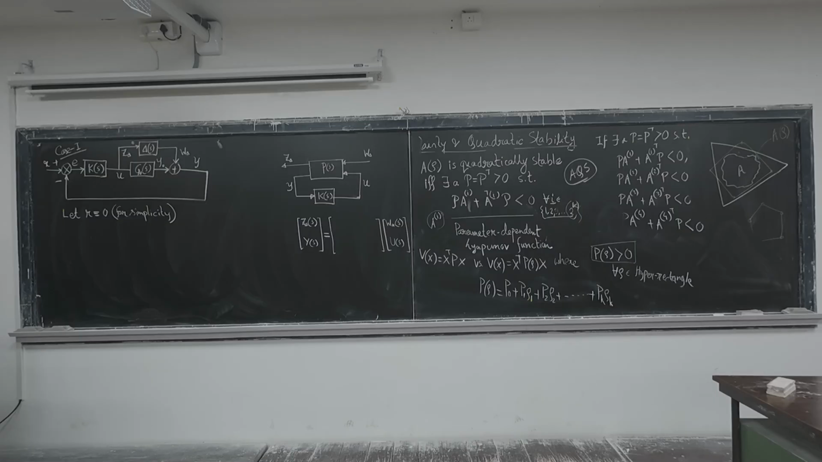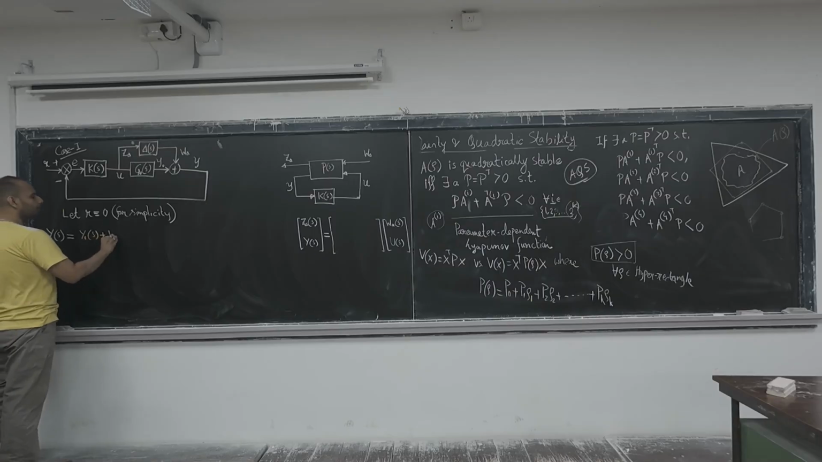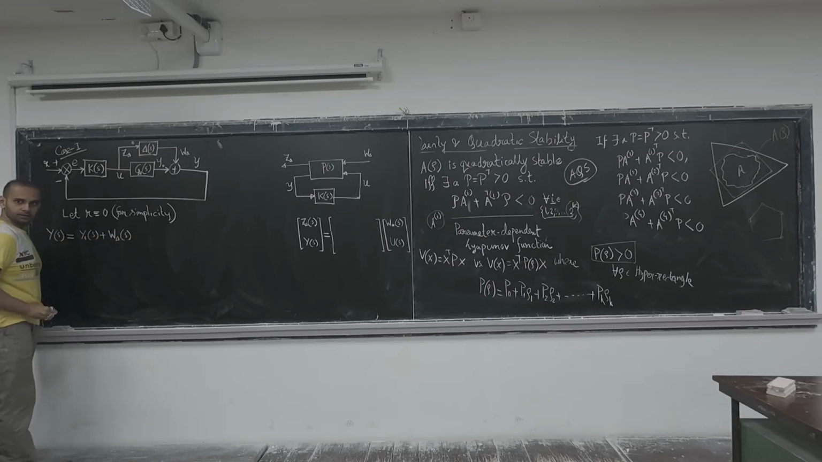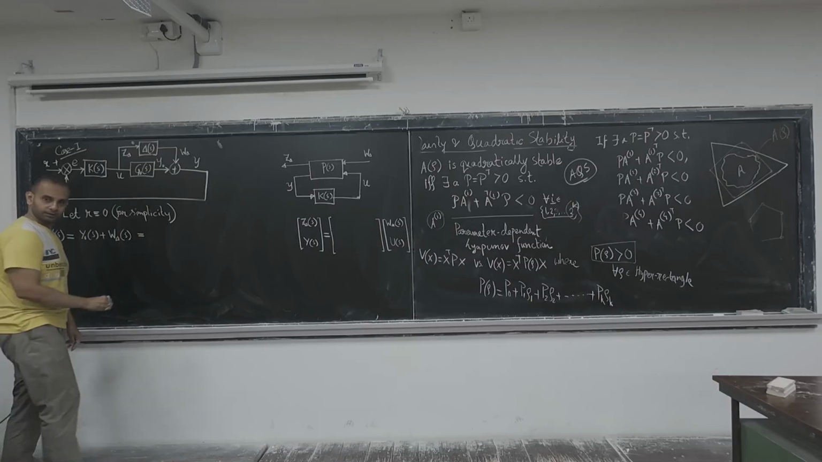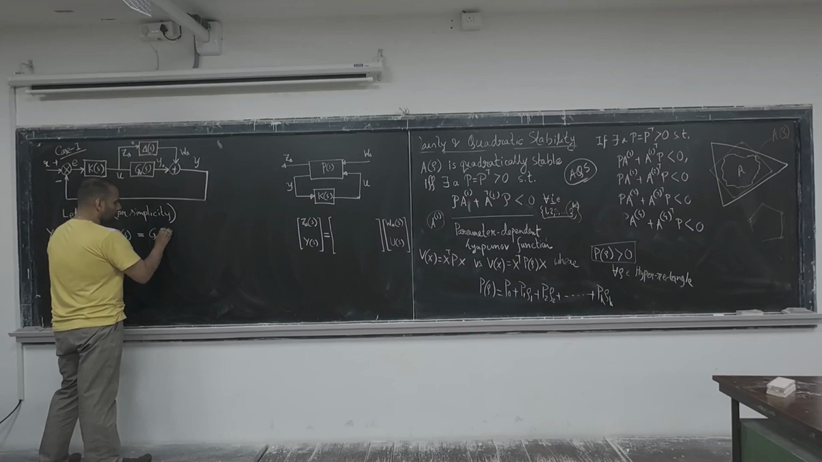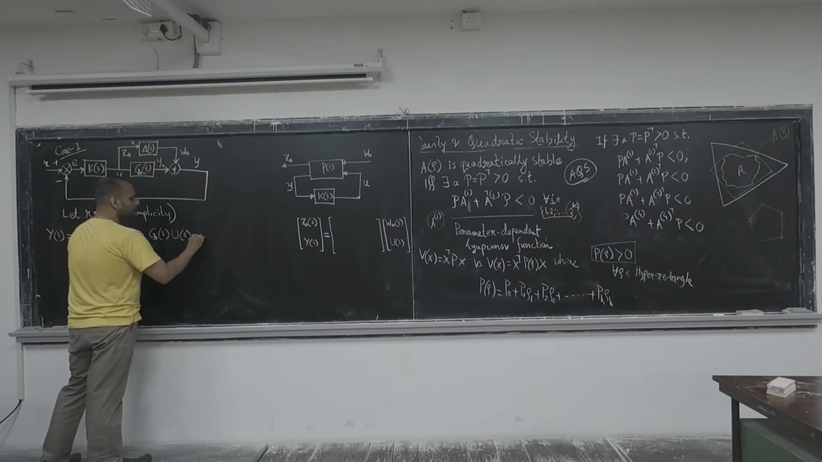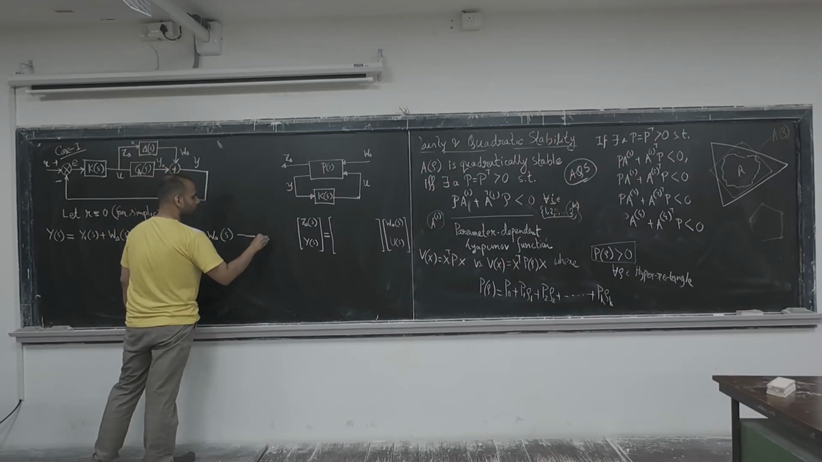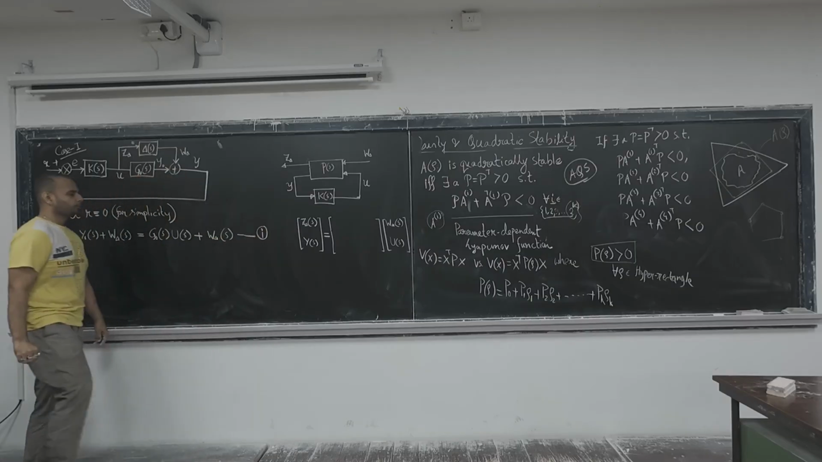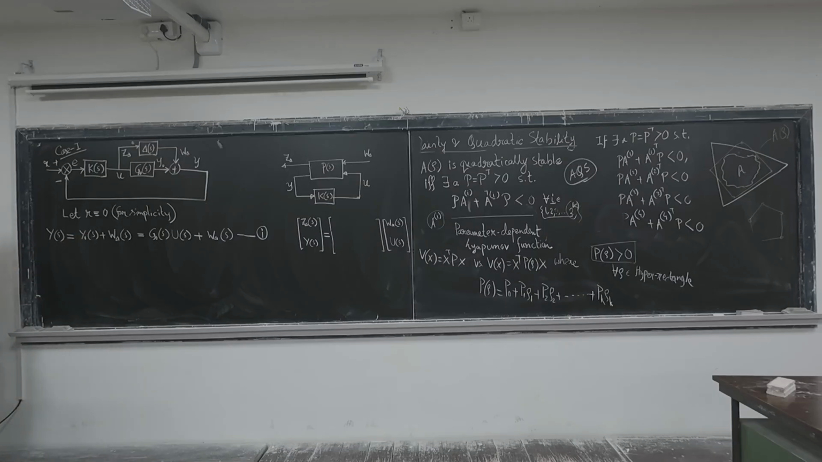Let me first try to write the Y of S. So from the diagram, what is Y of S? That is Y0 of S plus W delta of S, right? And then what is your Y0 of S? G0 of S into U of S. All of you please look at the board. Now, I hope that everyone will agree with this.